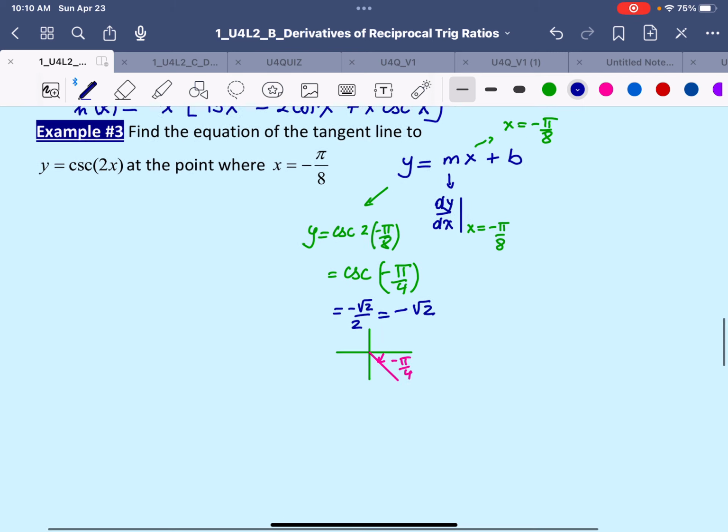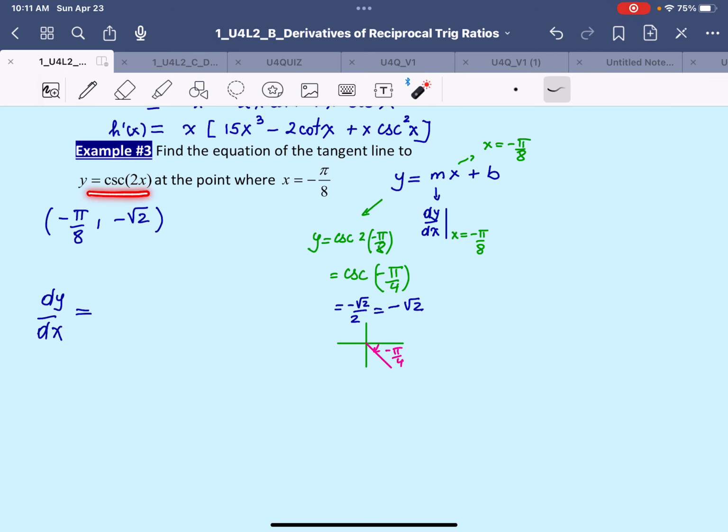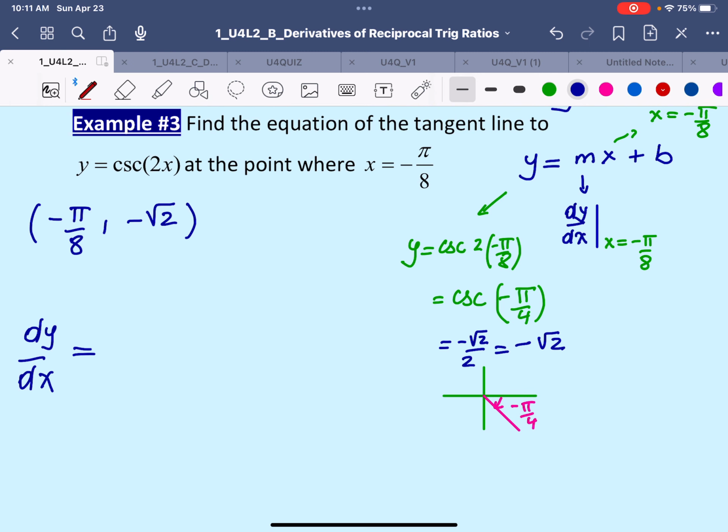So the problem has now simplified to finding the equation of the tangent drawn at the point where x is negative pi over 8 and y equals negative root 2. So it's time to find the slope. The slope is dy dx, so we are differentiating the function y, the cosecant of 2x. We have an outside function, which is the cosecant, and an inside function, which is 2x.